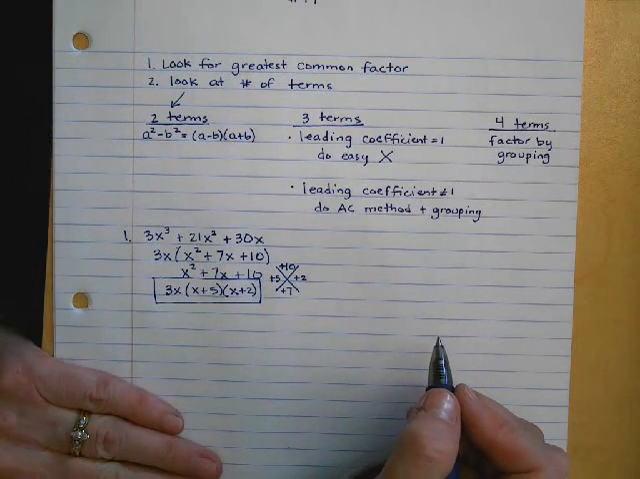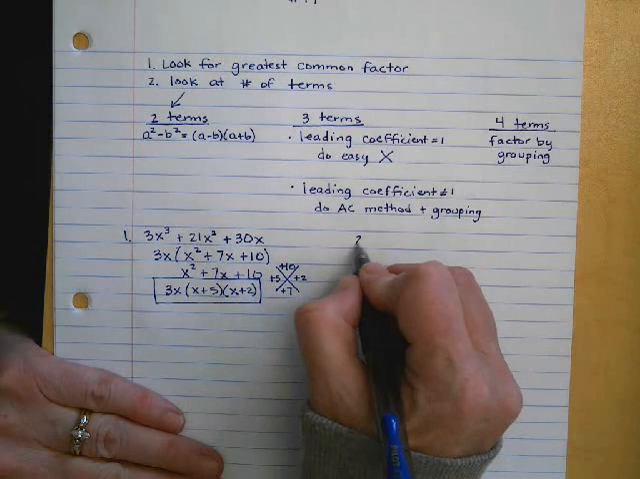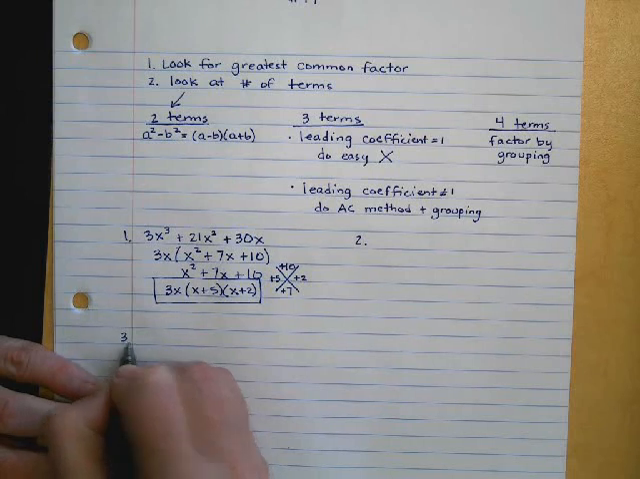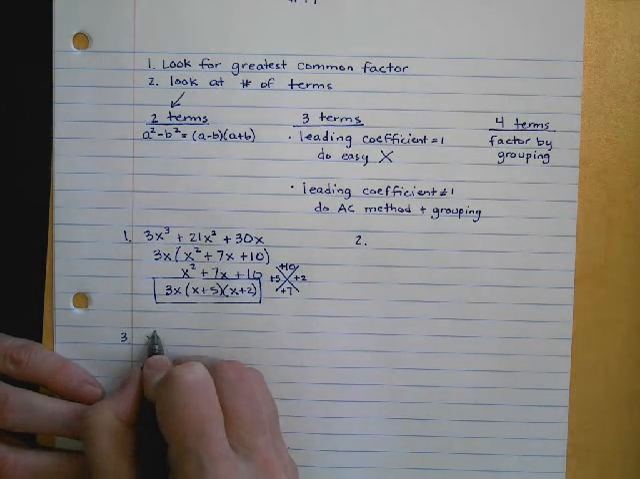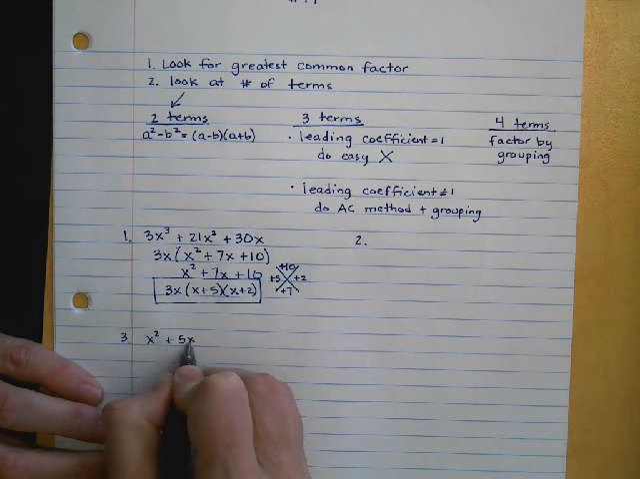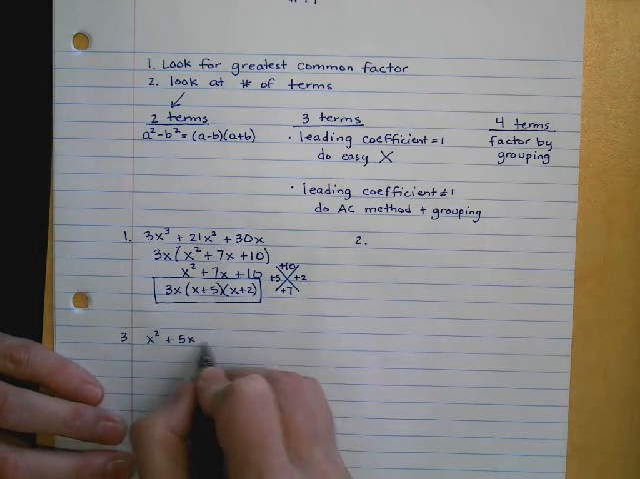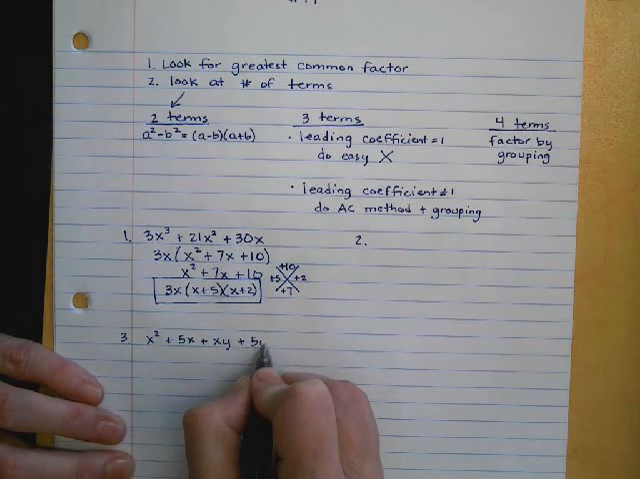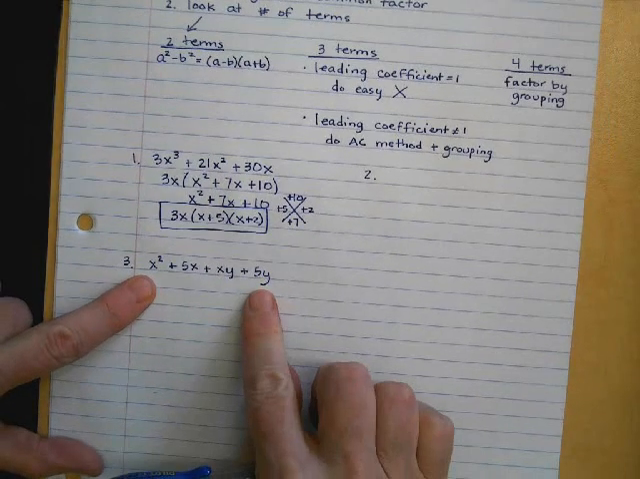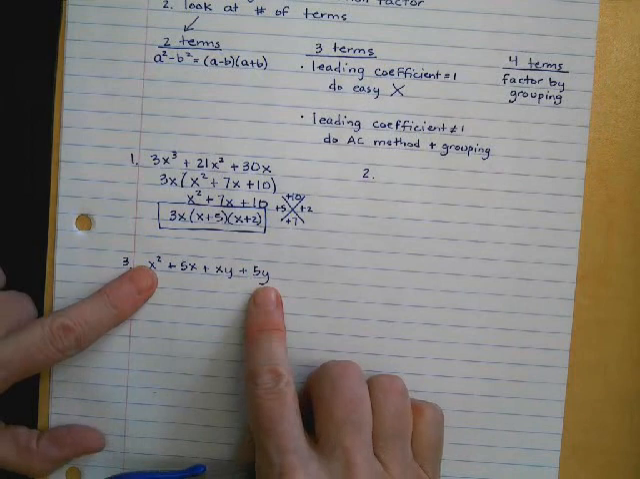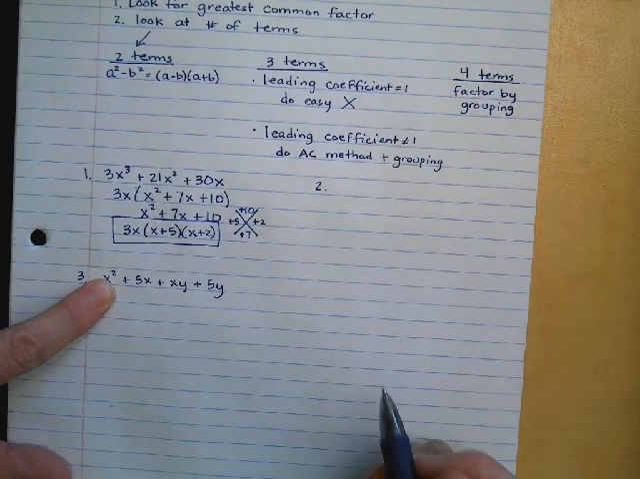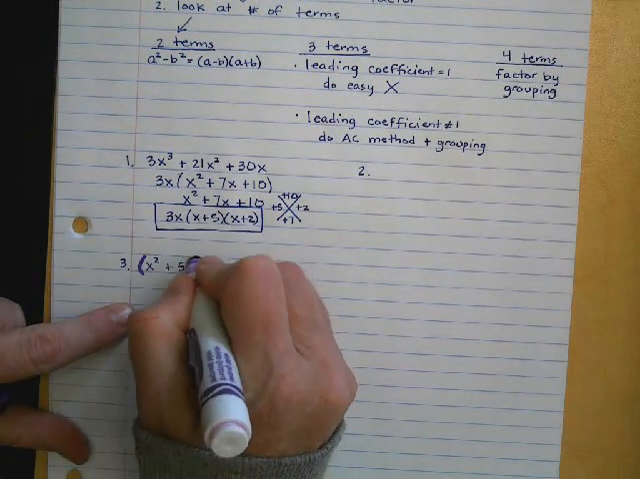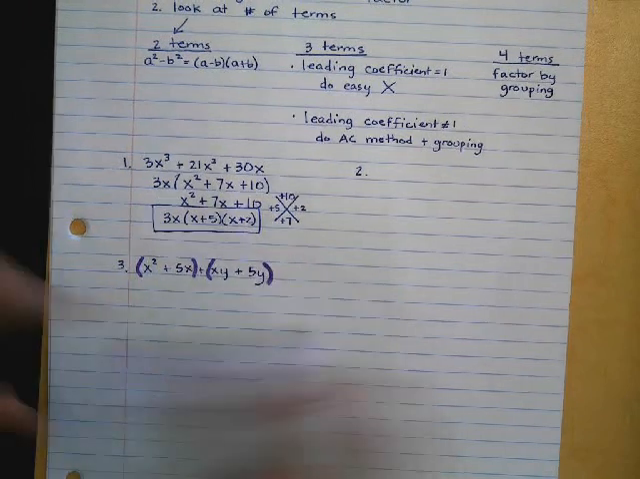Okay, let's look at number, I'm going to skip number 2. Let's look at number 3. Okay, so number 3 we have x squared plus 5x plus xy plus 5y. Okay, so there is no greatest common factor in here, but I have four terms. And we have up here, if you have four terms, you should do factor by grouping. Okay, so I'm going to group the first two, not the plus sign, and the second two.